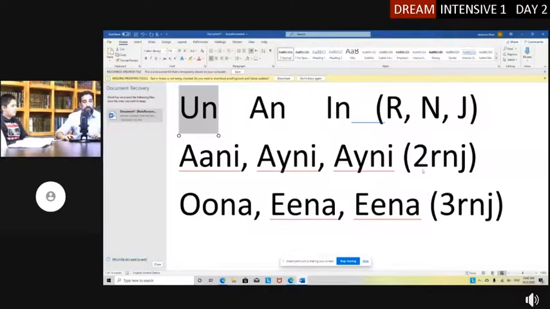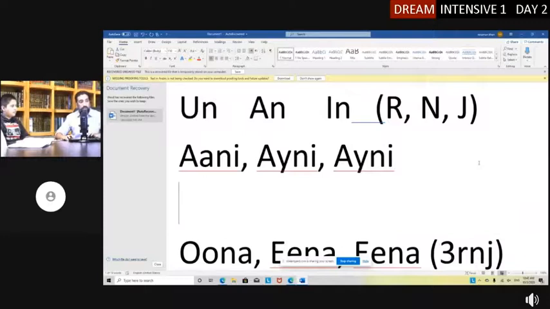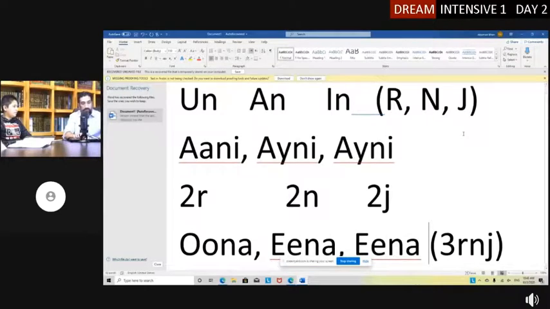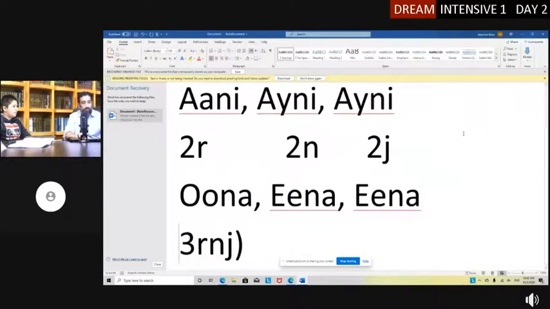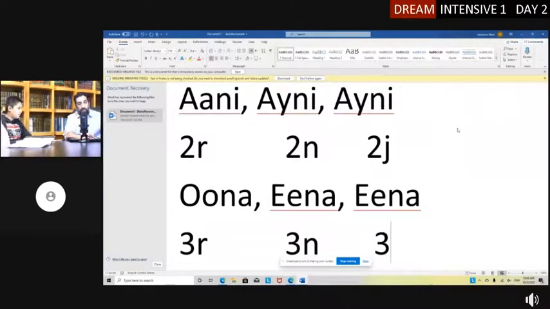Here, let me make this easier. I think because I wrote it together, that became confusing for you. This is 2R. This is 2N. And this is 2J. And in the second line, this is 3R. This is 3N. And this is 3J. And the first one, the un and in, you already practiced yesterday. So this is the new stuff.